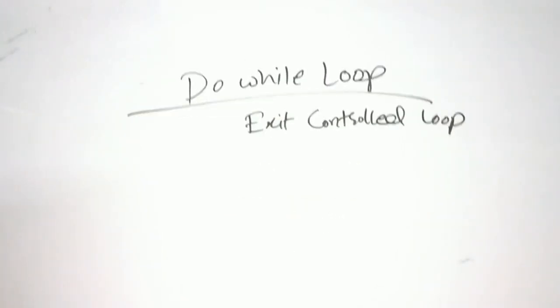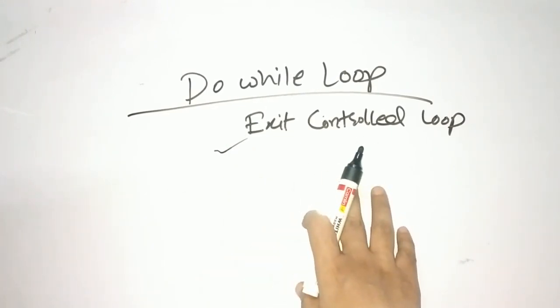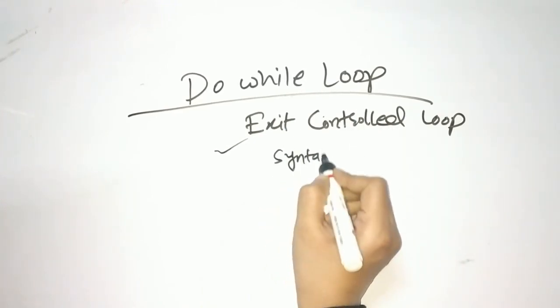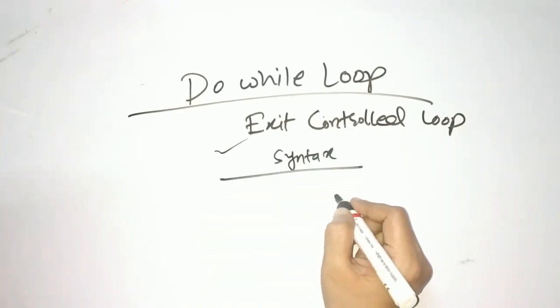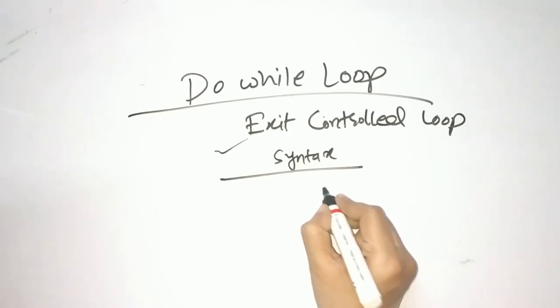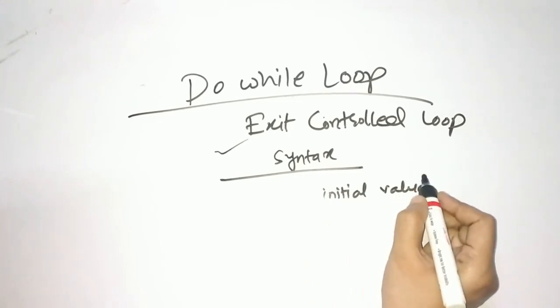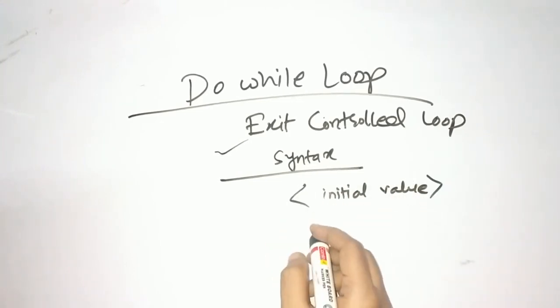So friends, now it is the do while loop. The do while loop is an exit control loop. It will execute the command at least once, even if the condition is false, and it is a variant of the while loop only. If you see its syntax, you will get the idea. Syntax is, first of all, we have the initial value, which means first of all we declare the variable. Here the initial value will come. Then you will write a while.